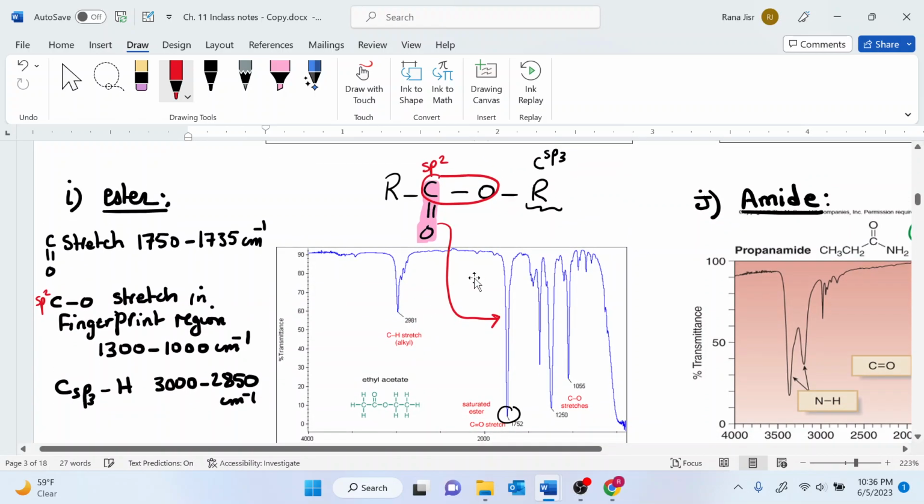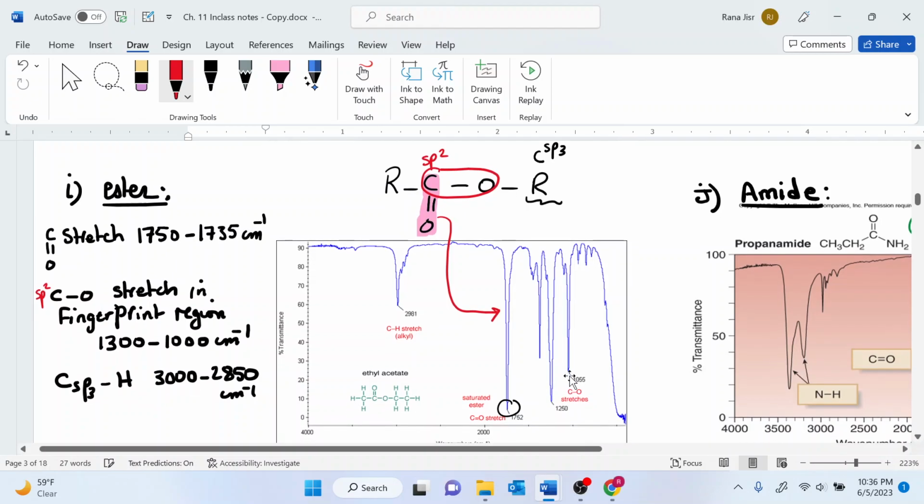And there is also another type of CO stretch that occurs in this region here, which is the sp3 CO stretch. So the sp2 CO stretch occurs at a higher wave number than the sp3 CO stretch. We have two types of CO stretches. So this one here is the carbon sp3 CO stretch, and this one here is the carbon sp2 CO stretch.